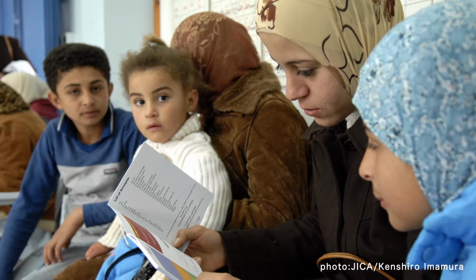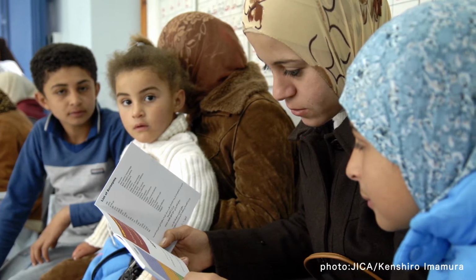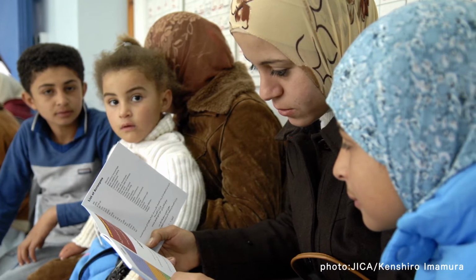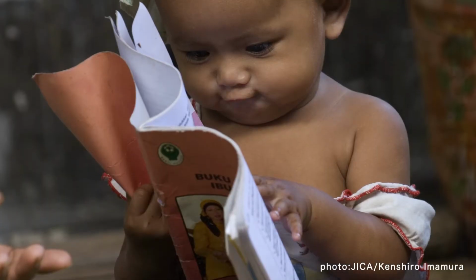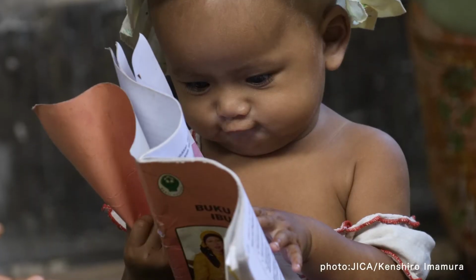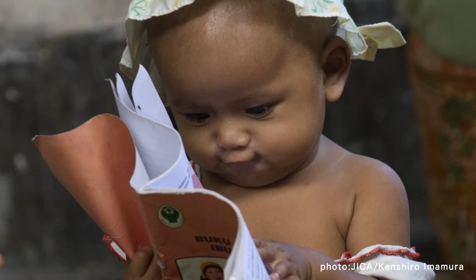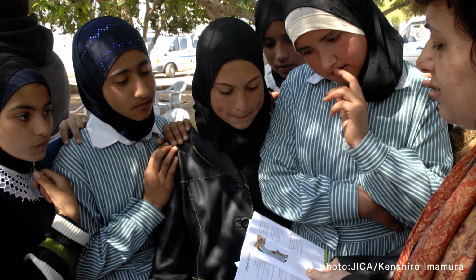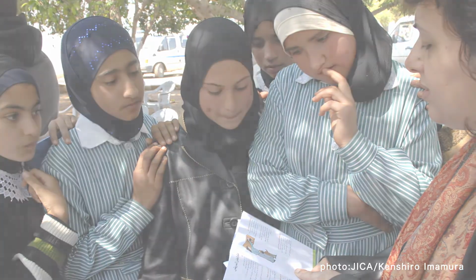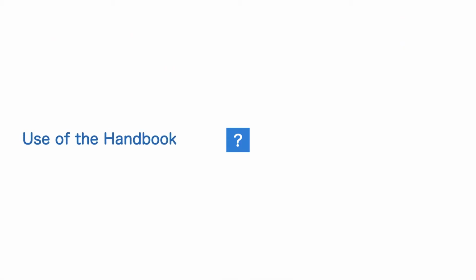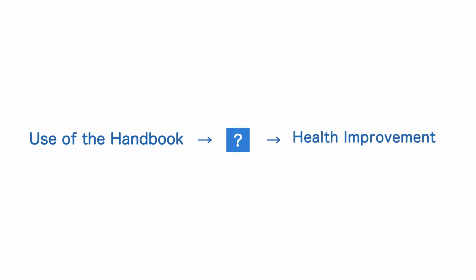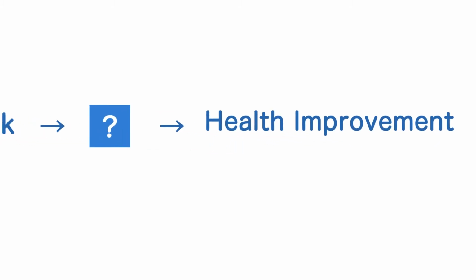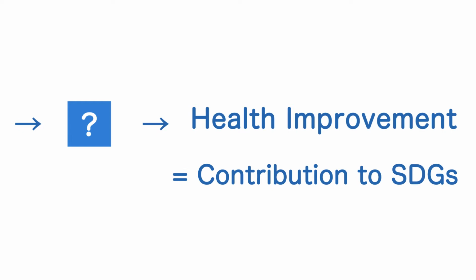The Maternal and Child Health Handbook shows the health record covering the period from pregnancy up to early childhood. JICA has supported the use of this handbook in more than 30 countries worldwide. The final objective is to improve the health conditions of pregnant women, mothers, and their children up to 5 years of age. This also contributes to the SDGs.